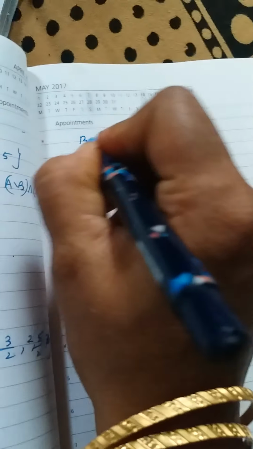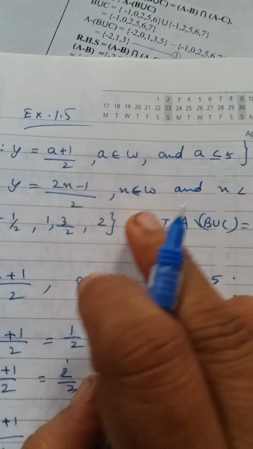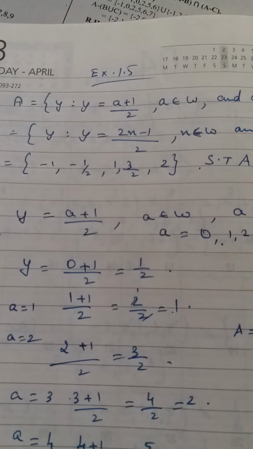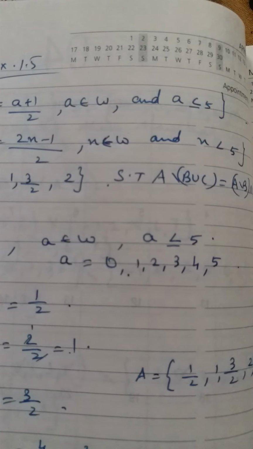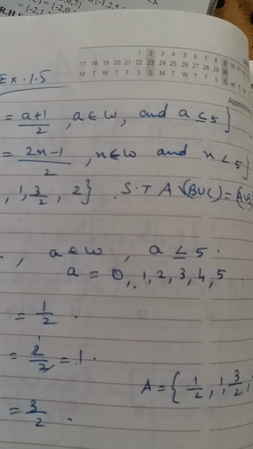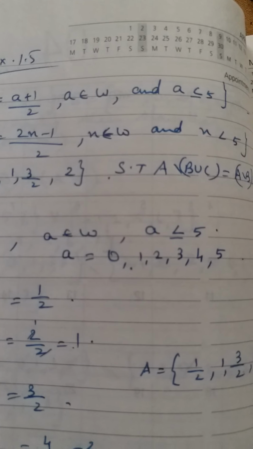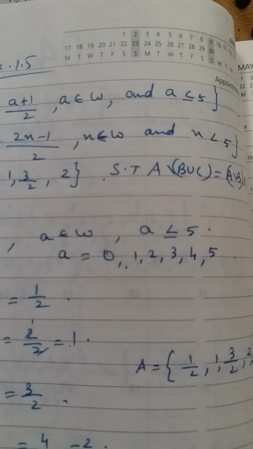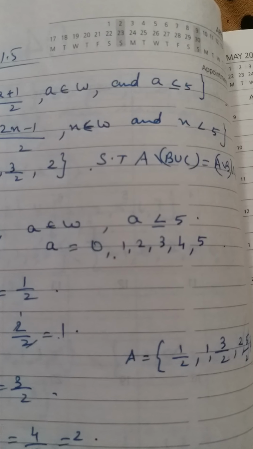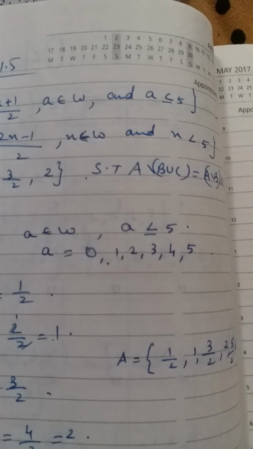B is given as y is equal to (2n minus 1) by 2, n belongs to W and n is less than 5. So first write what are the values of n. n is a whole number, starting with 0, 1, 2, 3, 4. You should not include 5 because only less than is given. So n is less than 5 means you stop with 4.